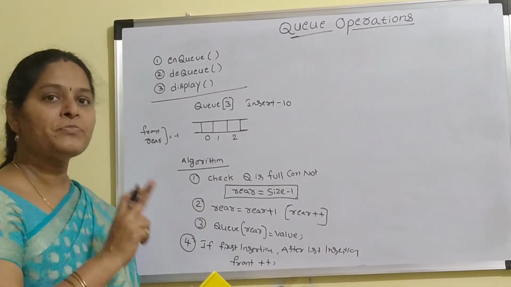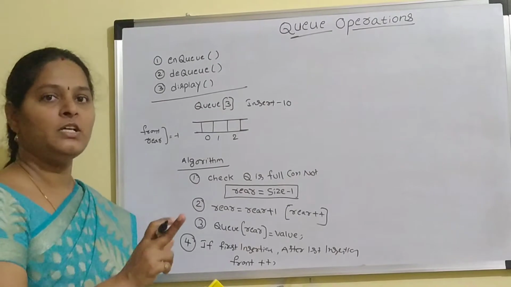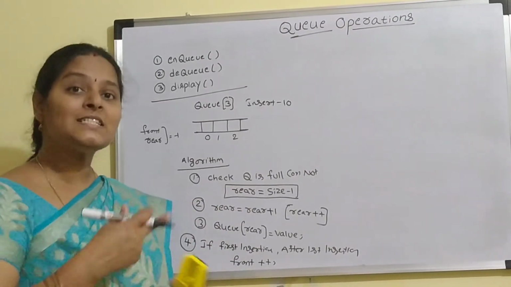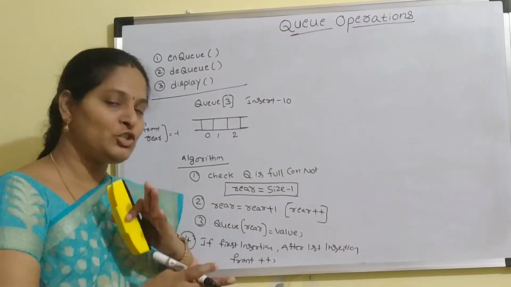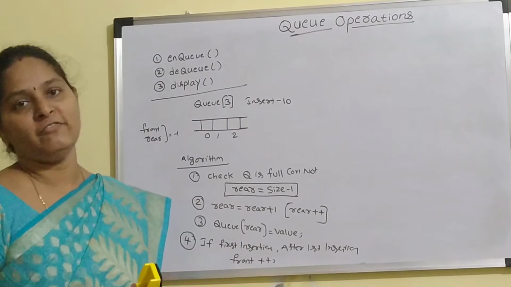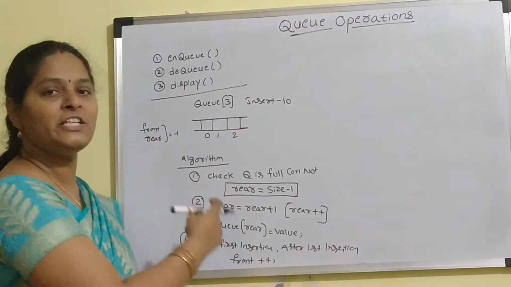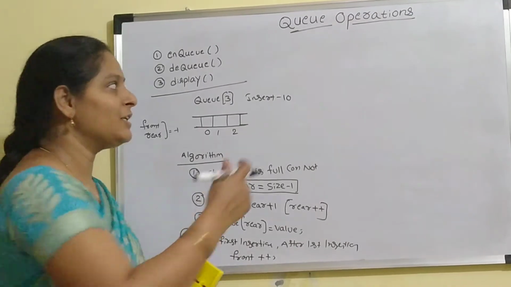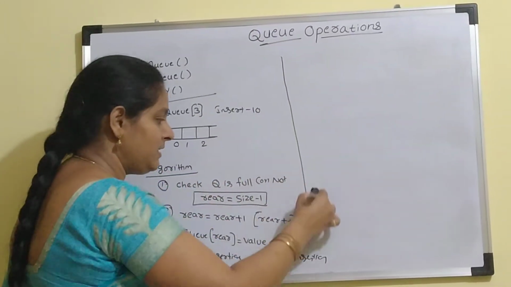That is the reason why only after the first insertion we should increment the front pointer by 1. From the next insertions onwards, we should not touch the front pointer; we will increment only the rear pointer by 1. So these are the steps we need to follow for inserting an element into the queue. Let us see the code along with the example.